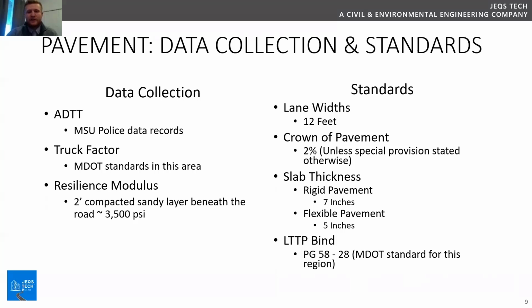Truck factors, pay item costs, and standards were all referenced from MDOT standards based on our location and the university region, such as 12-foot wide lanes, 2% crown on Red Cedar and parts of South Shaw. Slab thicknesses would be a minimum of 7 inches for concrete and a minimum of 5 inches for asphalt, with a binder of PG 58-28. South Shaw from the east end of the project to Red Cedar will have a 2.5% slope in order for water to drain to the structures.